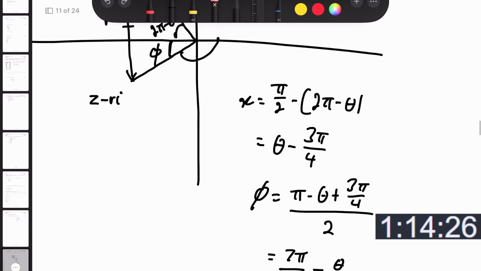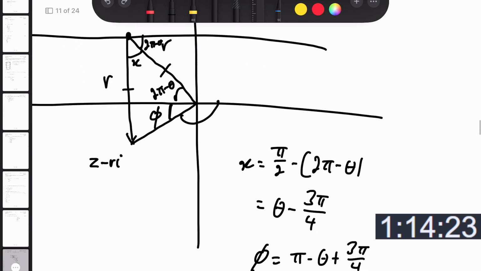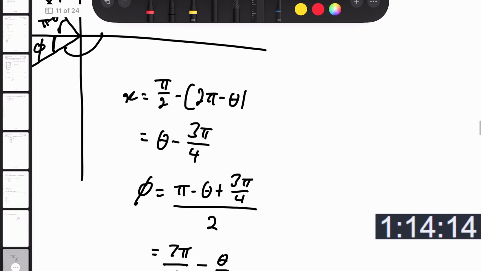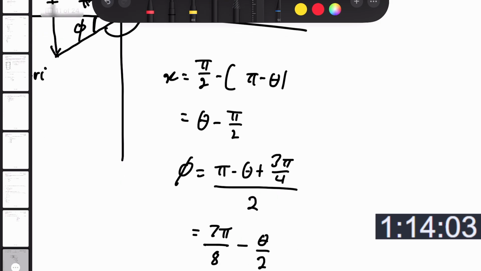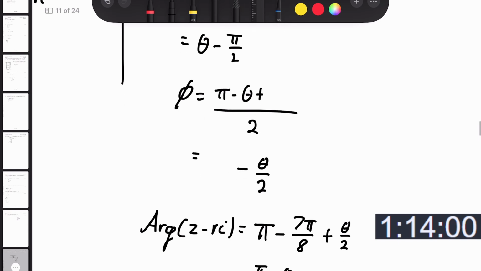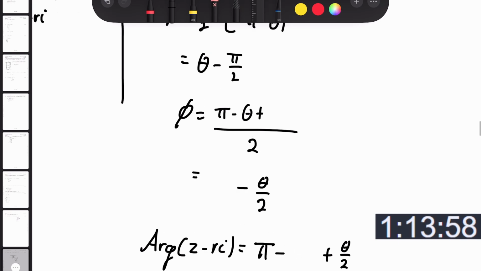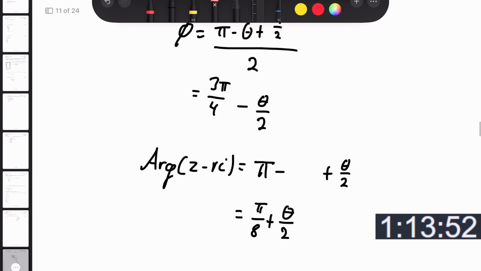Oh, well, I can already see a mistake. That's not going to be 2 pi minus theta. This is just going to be pi minus theta. So here with that, minus pi. So that's just equal to negative pi on 2. Change that to pi on 2. 3 pi on 4. 2 minus 3 pi on 4. This used to be pi on 4 plus theta on 2.